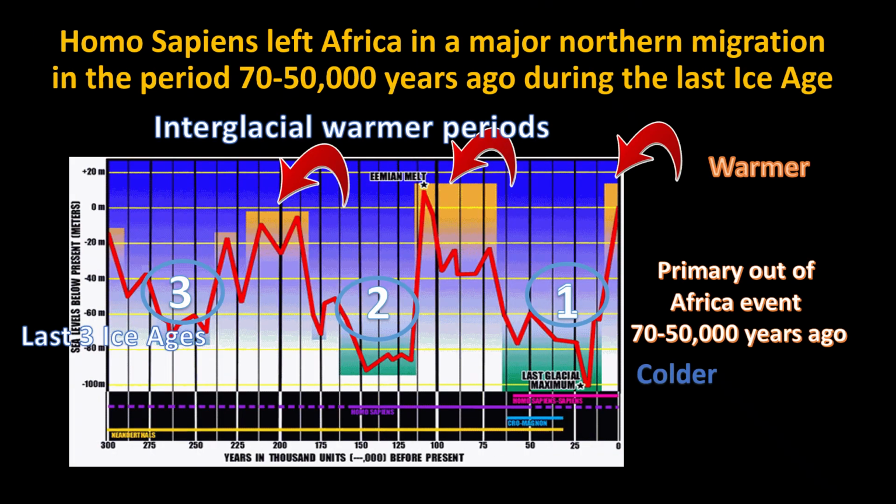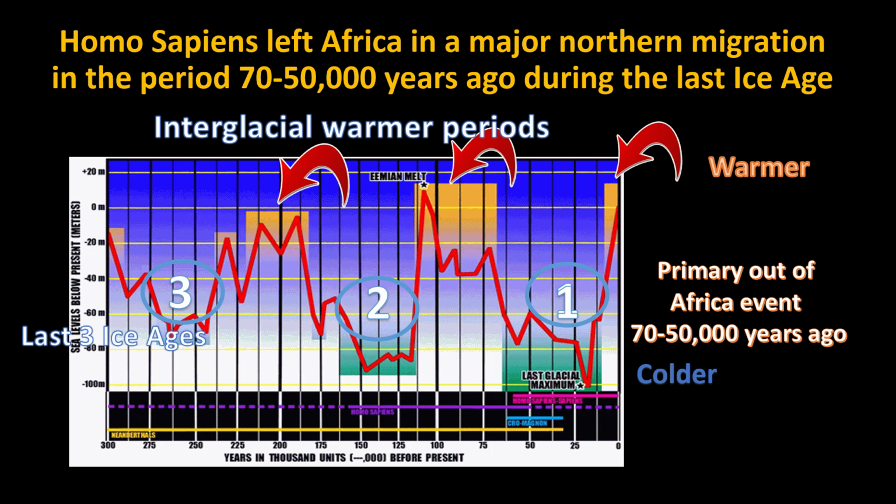Homo sapiens left Africa in a major northern migration in the period 70 to 50,000 years ago during the last ice age. Based on current evidence, the major migrations of Homo sapiens out of Africa, often referred to as the out of Africa event, are dated to around 70,000 to 50,000 years ago, with earlier smaller dispersals occurring as far back as 130,000 to 100,000 years ago. These timelines are based on genetic, archaeological, and paleontological data.